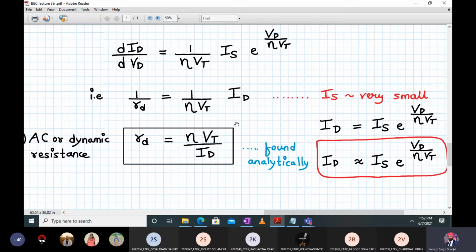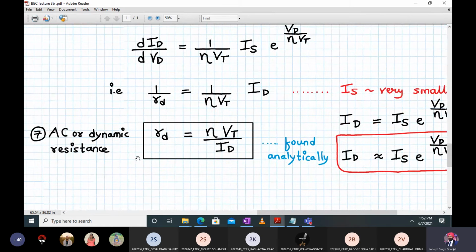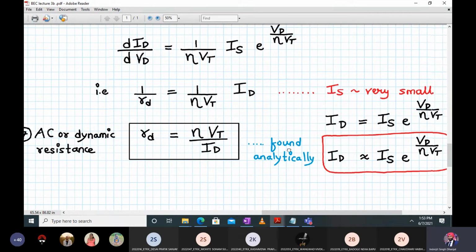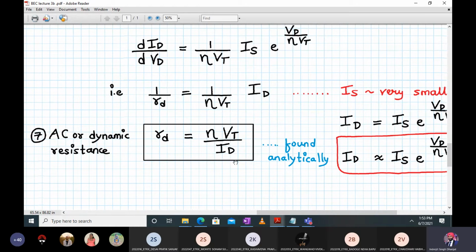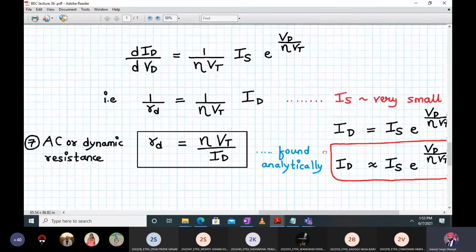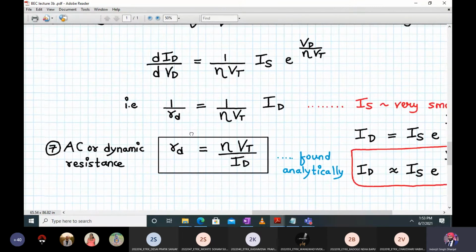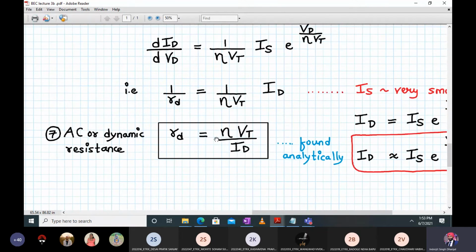So what will be rd? If you want to find the value of rd analytically by using the formula, here is the formula. The AC dynamic resistance rd is given by eta VT divided by ID, which can be found analytically like this, provided you know the value of the diode voltage and diode current. Kindly note down this formula. This derivation is also handy. They might ask you this in the exam also: derive the analytical formula for the AC dynamic resistance. So here is the small derivation. Note down this value of rd. Have you noted it down?